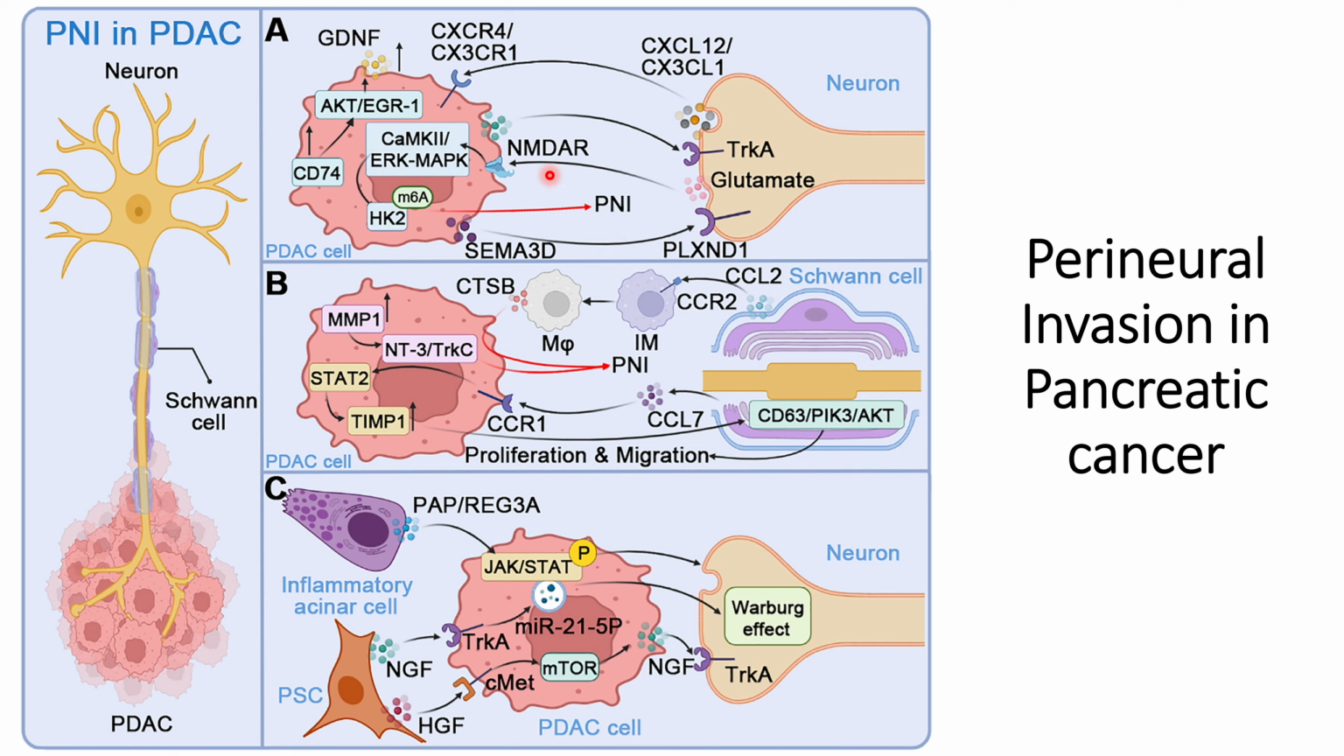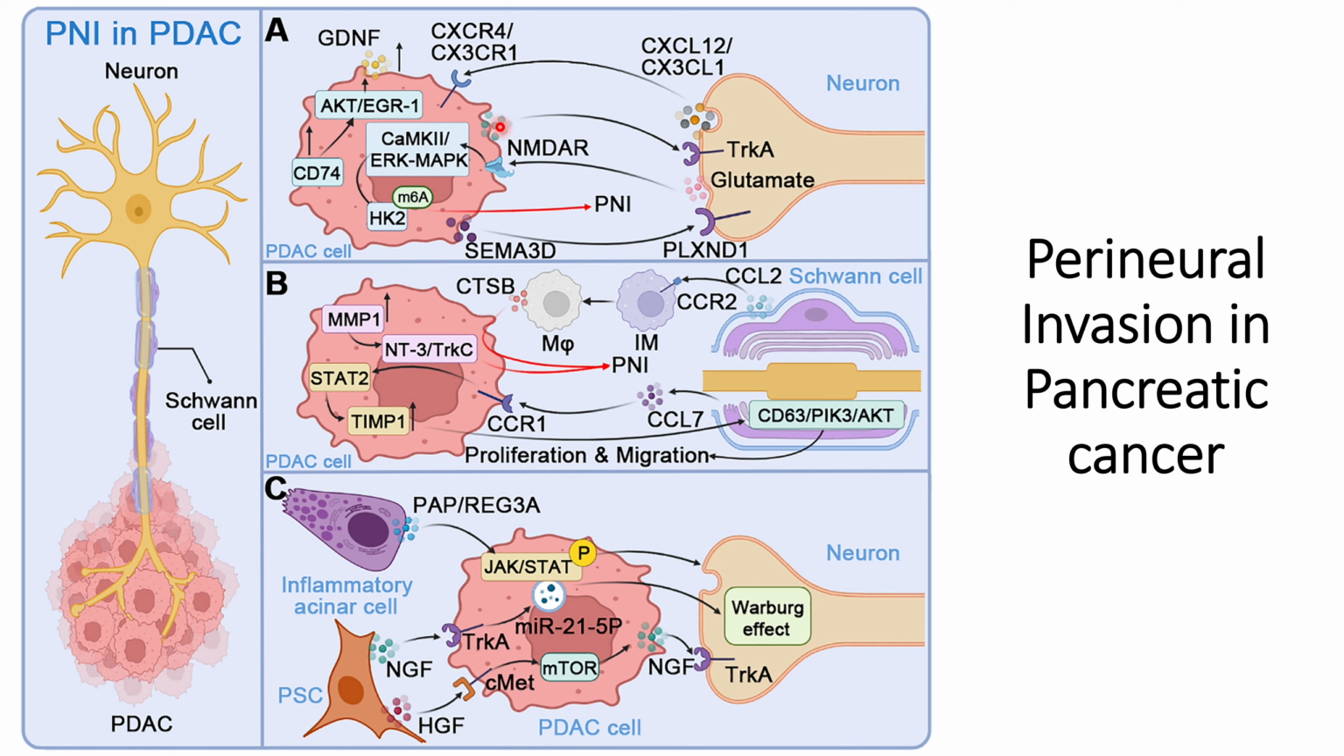In this panel A, the receptors CXCR4 and CXCR1 on the cancer cells will interact with the cytokines released by neurons, that is CXCL12 or CXCL1. When these cytokines interact with the receptors of the pancreatic cancer cells, they promote tumor invasion and migration.